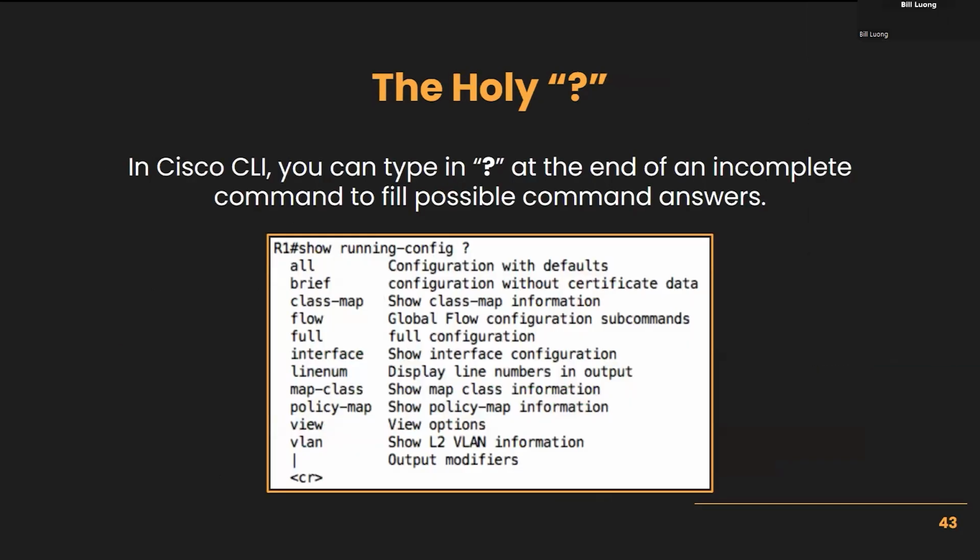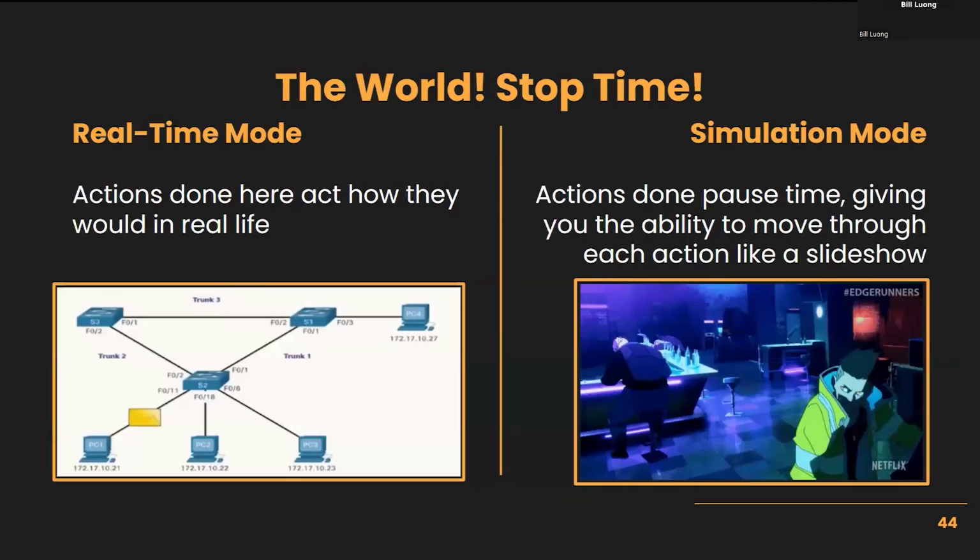So another hint here is the question mark. If you are typing in a command and you don't really know what your options are, or you're a little lost on what you can do, if you complete your command with a question mark, it shows you all of your available options. So for example, here it's showing your running config, and say I don't know what I want to do with running config. Here's my options. I could do all, I could do VLAN, et cetera, et cetera. And so this is going to be really helpful if you guys get a little bit lost.